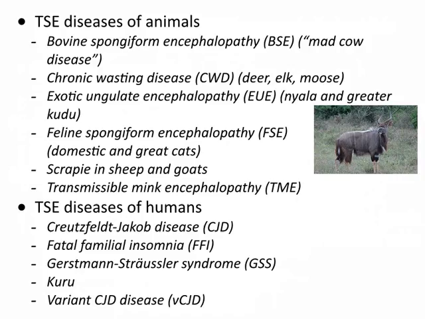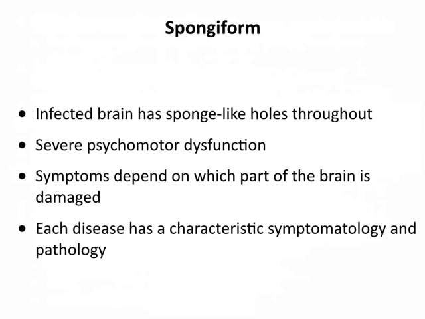Creutzfeldt-Jakob, fatal familial insomnia, Gerstmann-Straussler, Kuru and variant CJD. And we'll talk about some of these and how they arise. So the fact that spongiform is in the name, transmissible spongiform encephalopathies, this reflects the fact that people or animals who develop these diseases, their brain develops sponge-like holes throughout it, which you can imagine is not good. So these are serious diseases.